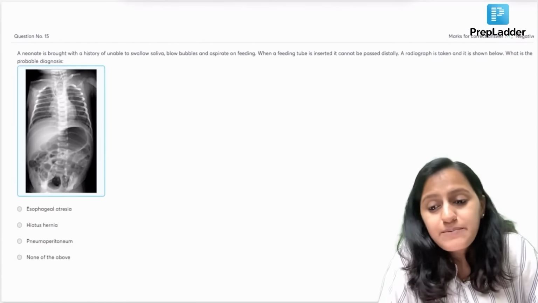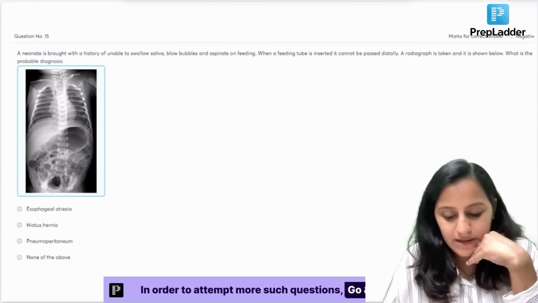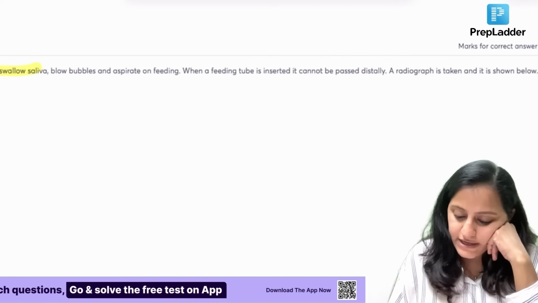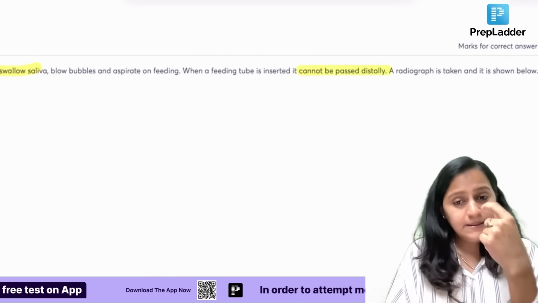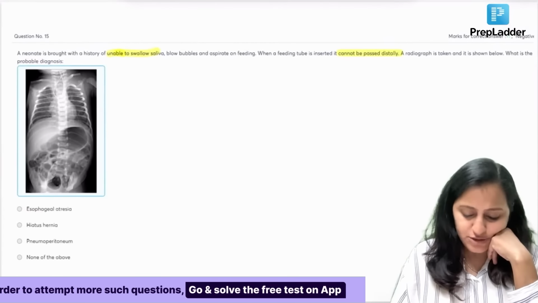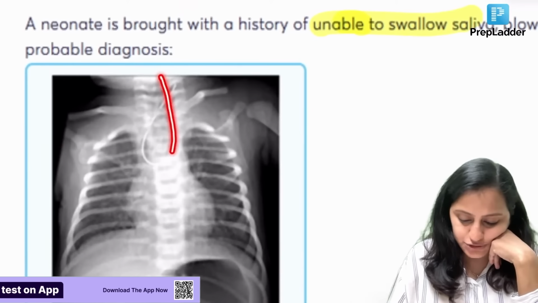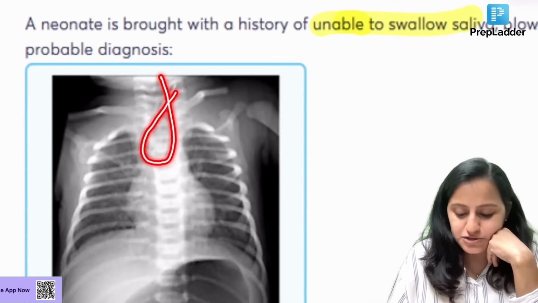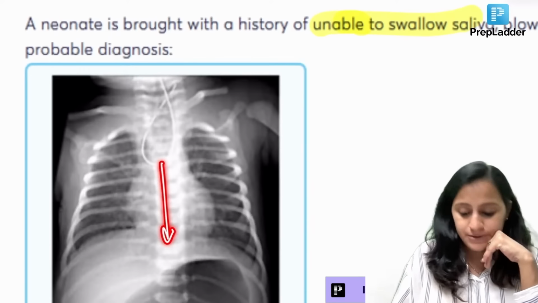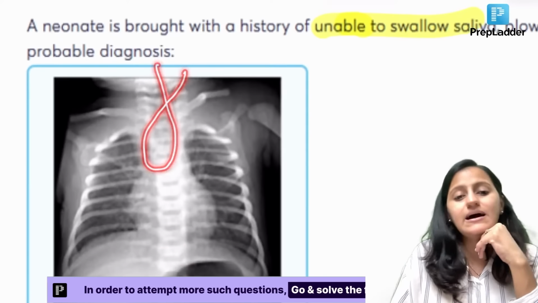Next one. What are we seeing here? A neonate is brought with a history of unable to swallow saliva. Aspirate on feeding. Feeding tube is inserted. Cannot be passed distally. So what is the diagnosis? So look at the image here. This is the feeding tube, and you can see the feeding tube is coiling upwards. It is not able to go down. The feeding tube is not going down, but it is getting coiled upwards like this.